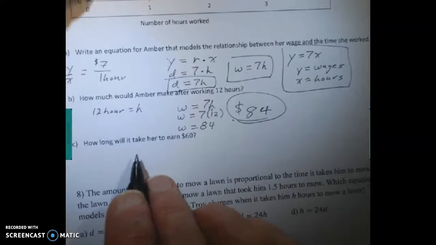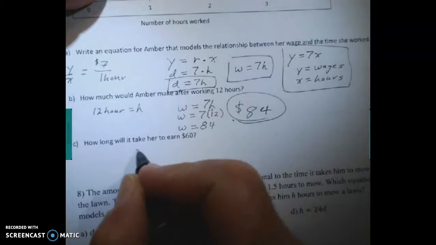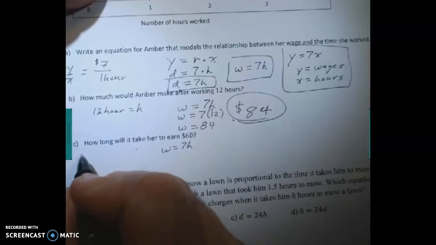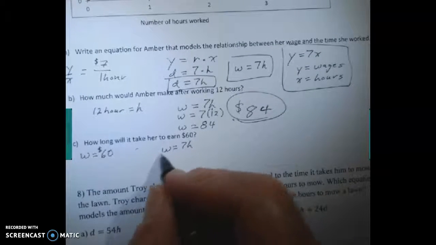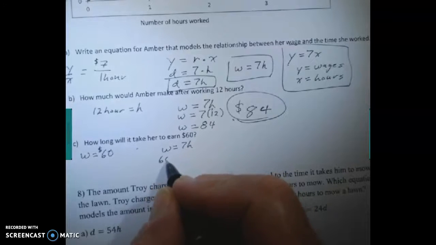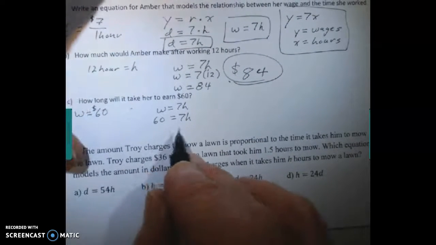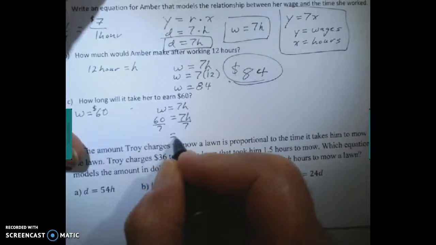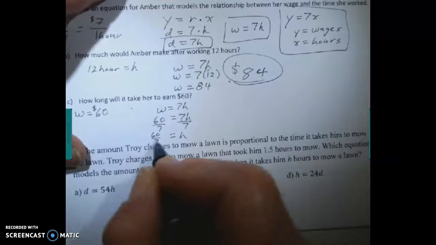And then, how long will it take her to earn $60? Again, start with your equation. W equals 7H. And this time, you want her wages to be $60. That's what you're being asked about. Plug that into your equation. 60 is equal to 7H. You need to solve your equation. H is being multiplied by 7. You divide by 7. You are going to get H is equal to 60 over 7.